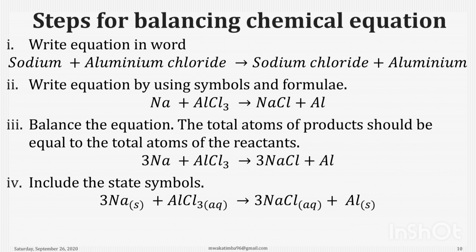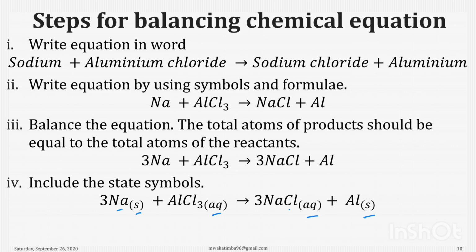So from this stage is what we're going to balance the chemical equation. Right now here we include the state symbols. Sodium is solid, aluminum chloride is dissolved in water, which is aqueous, and sodium chloride is aqueous, and this aluminum is a salt. So from that you will say that you have balanced the chemical equation in such a manner.